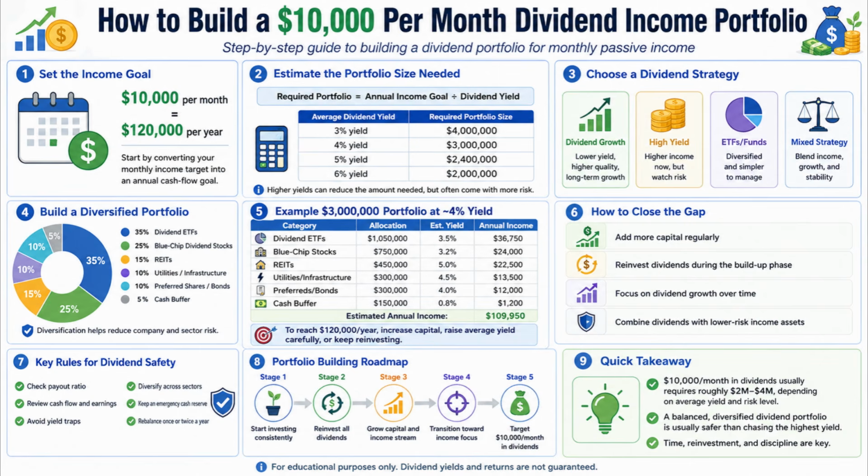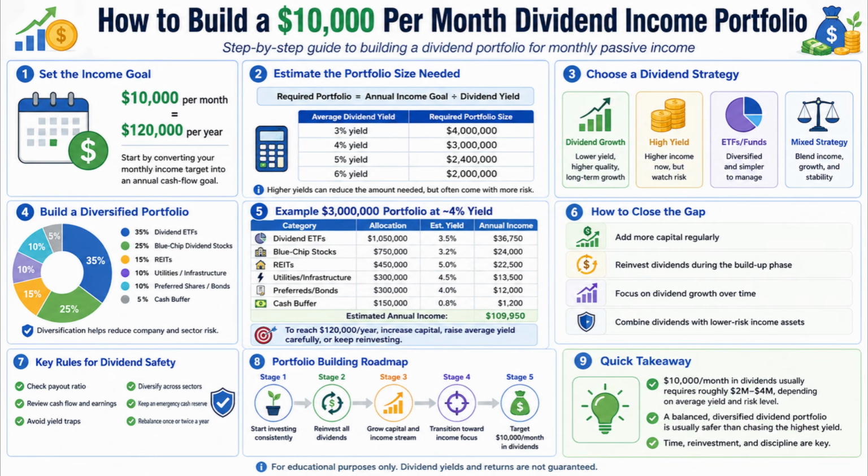In this video, we will discuss how to build a $10,000 per month dividend income portfolio, step by step, in a simple and beginner-friendly way. First, the main goal is to understand the income target clearly. If you want $10,000 every month from dividends, that means your portfolio must generate $120,000 per year. So, before choosing stocks or funds, you need to convert the monthly goal into a yearly cash flow target.